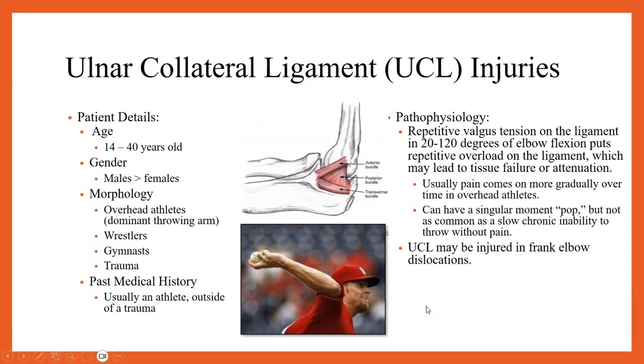As we move into ligaments and inert tissue here, we're going to talk about first the ulnar collateral ligament, or the UCL, as we call it. The patient that has these injuries is going to be someone between 14 and 40 years old. Males are affected greater than females. In terms of morphology, really overhead athletes make up predominantly a lot of these cases in the dominant throwing arm. Obviously, you can see the picture of the baseball player at the bottom, how much valgus stress is going through that arm as they throw. The UCL is the main resistor to valgus stress between 20 and 120 degrees of elbow flexion.